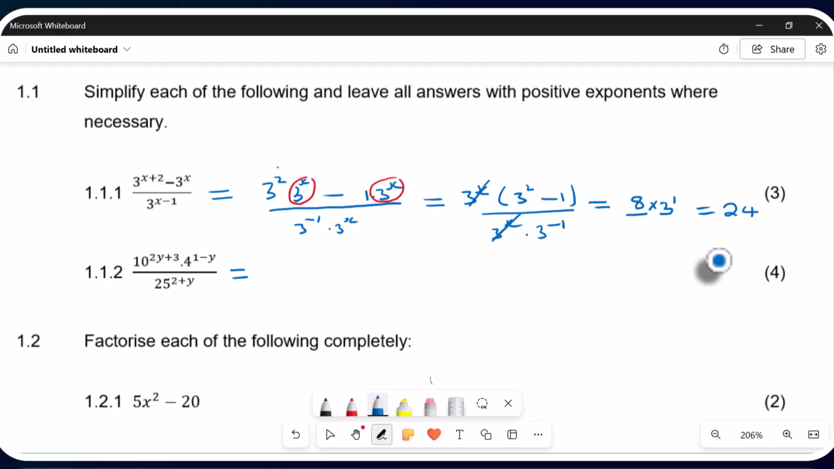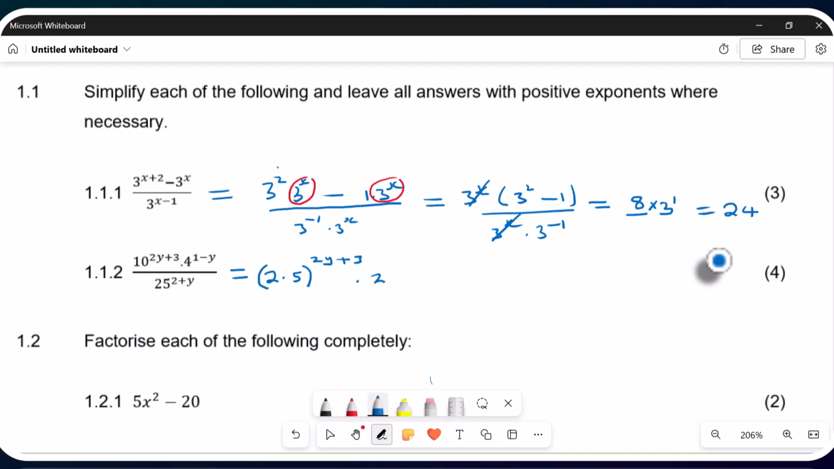And then what about the 4? How do we get 2 squared? 2 squared, then power 1 minus y, okay. Then divided by 5 squared, okay. 5 squared, the power into what? Into 2 plus y. Is this fine with you?